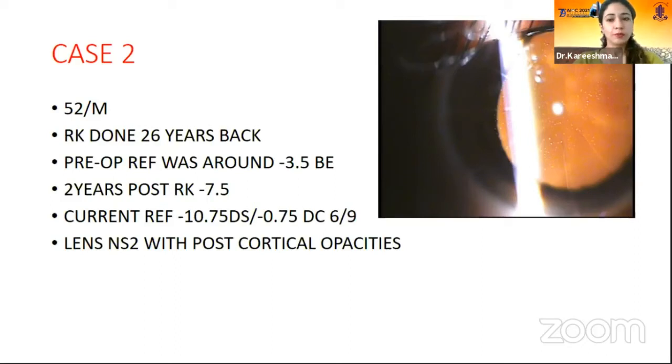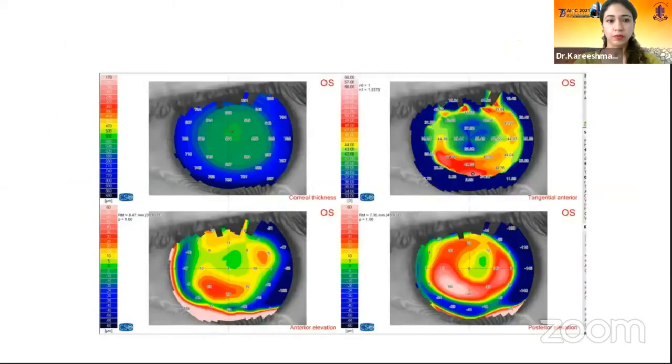It's a 52-year-old male with RK done 26 years back. The preoperative refraction back then, as per the patient's memory, was around minus 3.5 diopters. And post RK, he has some papers which documented that the refraction was around minus 7.5 diopters. The current refraction is minus 10.75 with a cylinder of minus 0.75, and he is best corrected to 6/9. The lens was around NS2 with posterior cortical opacities.